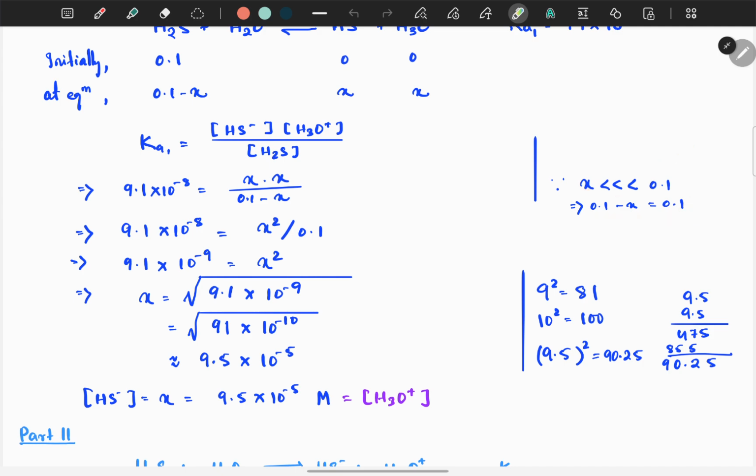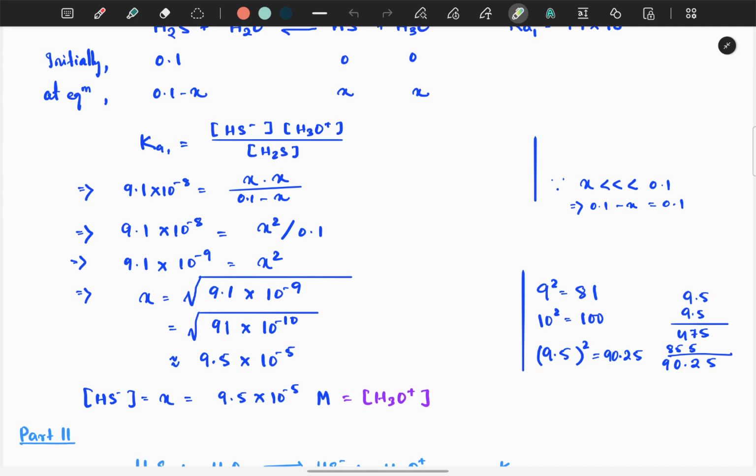Substituting the value, we find X square is equal to 9.1 into 10 to the minus 9. Now we have to find the square root. The square root of 9.1 into 10 to the minus 9, which can be written as 91 into 10 to the minus 10. We know the square of 9 is 81 and the square of 10 is 100. So this 91 is in between 81 and 100, approximately in the middle. So let's try 9.5 square. If we multiply 9.5 with 9.5, it becomes 90.25, which is nearly equal to 91.